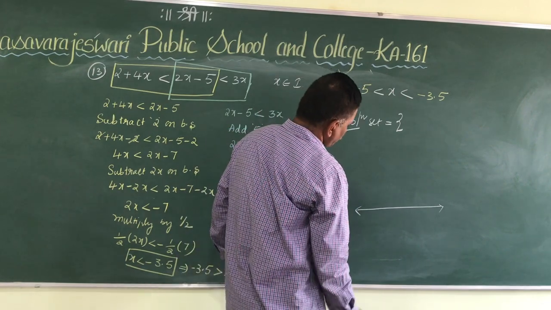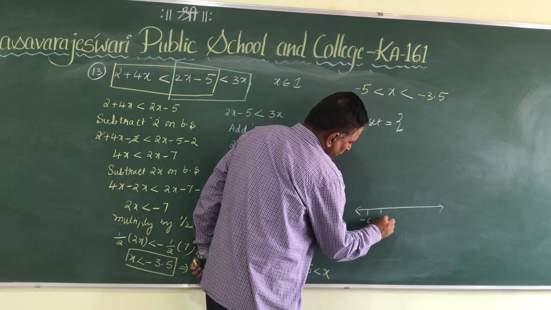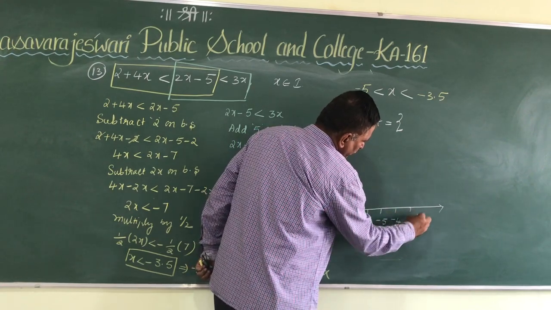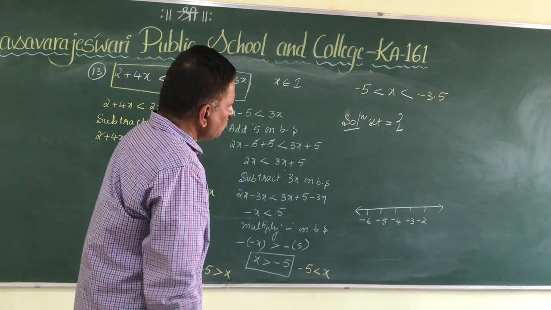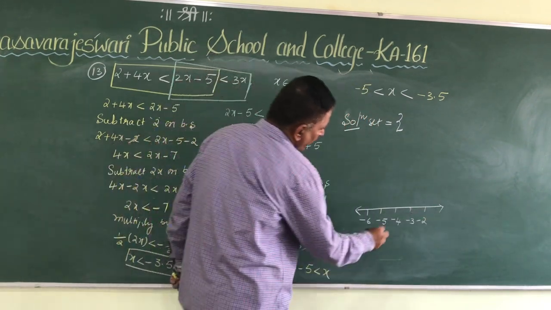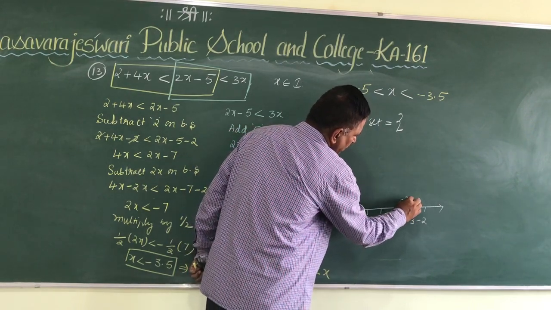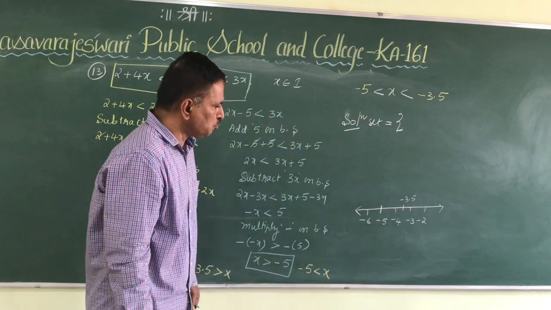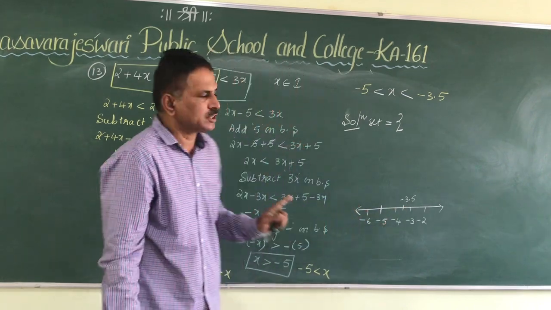Somewhere here, if I take here minus 6, this will be minus 5, this will be minus 4, minus 3, as well as minus 2. Okay, so minus 3.5 lies between minus 4 and minus 3. Somewhere here minus 3.5, somewhere here it is minus 5. We have to write those values which are present between minus 3.5 and minus 5.